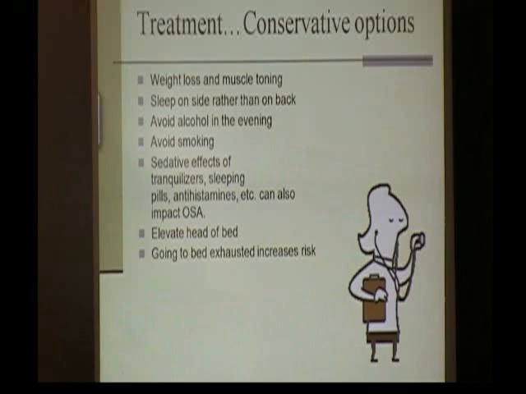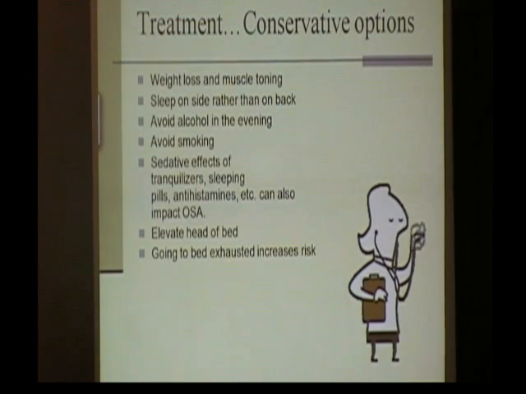Okay. How do you treat sleep apnea? These are the conservative options that you should probably do in all of your patients with sleep apnea. If you suspect that the patient has sleep apnea, definitely weight loss. 20% of weight loss can drop the sleep apnea by half, but that's a lot. If you think about it, a 200-pound gentleman should lose 40 pounds.